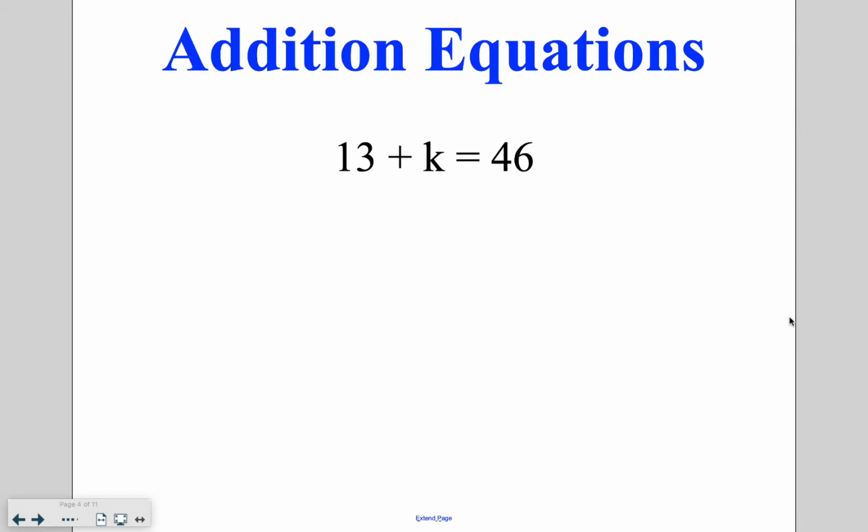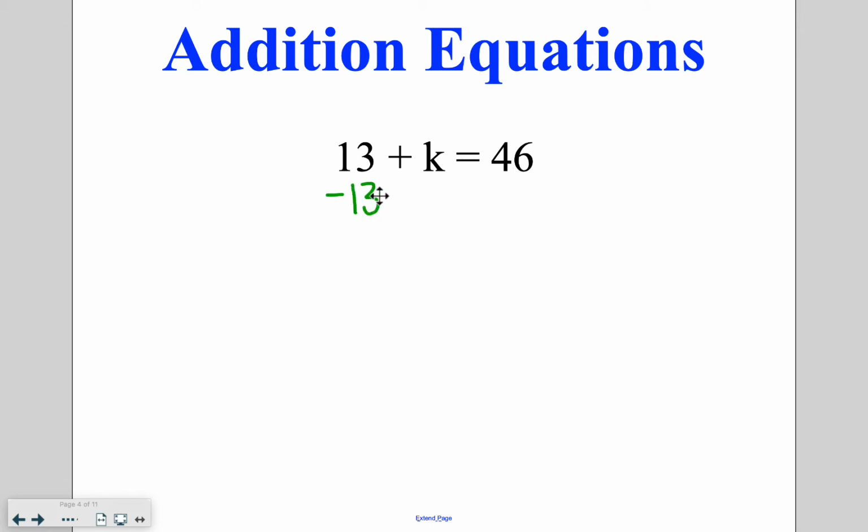So we're going to start with an addition equation. And we have 13 plus k is equal to 46. Our goal is to get the variable by itself. We want to eliminate anything on the side of the variable. In this case, that's the adding 13. So in order to get rid of adding, using that inverse, we're going to subtract 13.